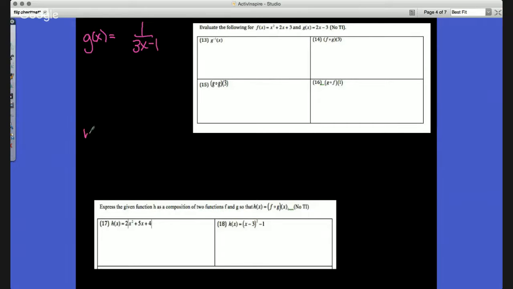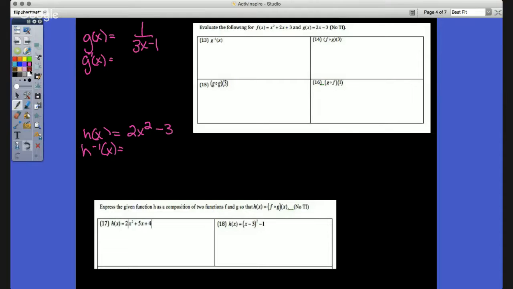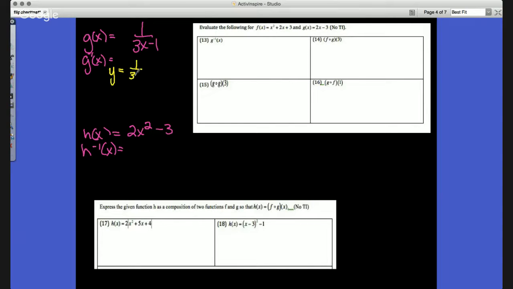And let's do another one. Let's do h of x equals 2x squared minus 3, okay? All right, so let's do these two. And again, if I say h negative 1, what that means is h inverse, okay? That's what we're trying to look for. And same with g inverse. We're trying to look for that. Okay, so let me do this one in yellow. We'll say y equals 1 over 3x minus 1.